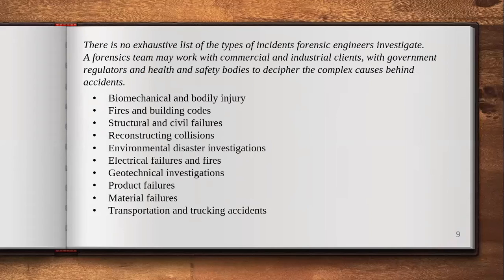There's really no definitive list of the types of accidents that forensic engineers can investigate. A forensic team may work with commercial and industrial clients, even with government regulators and health and safety bodies, to decipher the complex causes behind accidents. Here are a few examples: biomechanical and bodily injury, fires and building codes, structural and civil failures, reconstructing collisions, environmental disaster investigations, electrical failures and fires, geotechnical investigations, product failures, material failures, and lastly, transportation and trucking accidents.